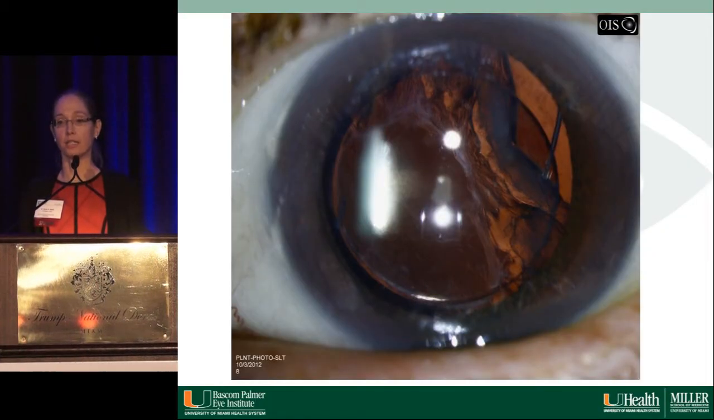This is a different patient who had a sulcus placed lens, who had much less area of zonular dehiscence, but even in this case you can see that there's a lot of capsular phimosis behind the sulcus IOL.